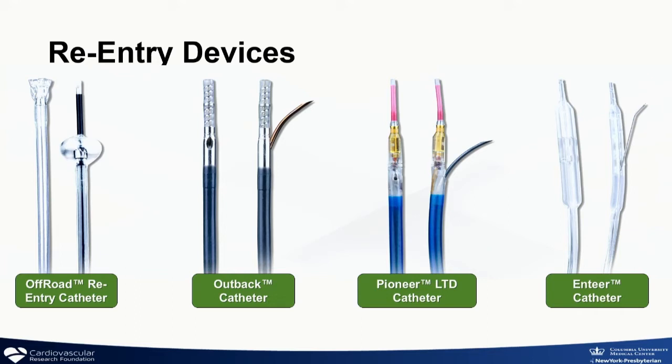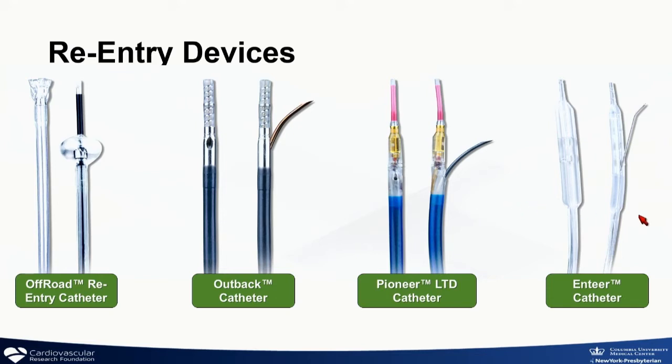And I find that the big subintimal space devices are these three: Off-Road, Outback, and Pioneer. If you're far away from the lumen, having a longer needle or a balloon that can reduce that space is going to be far more effective at re-entering the true lumen than having a small, flat, Stingray-like balloon that needs to be really hugging the intimal surface. So generally, I think the device that's selected for re-entry is predicated on your wire crossing strategy.